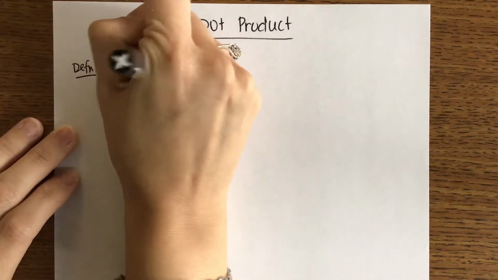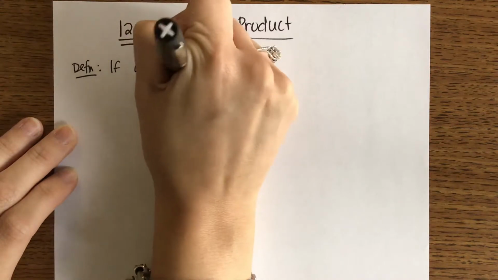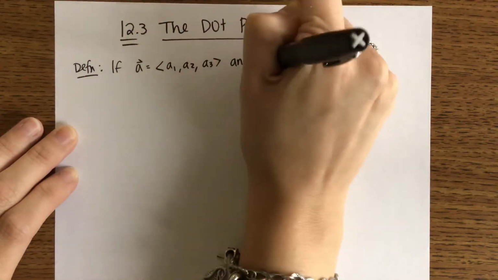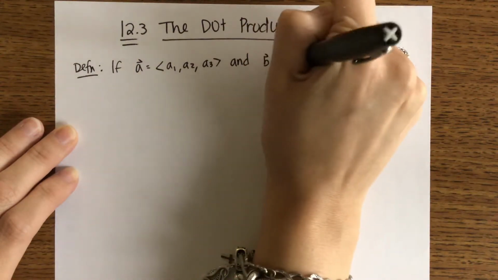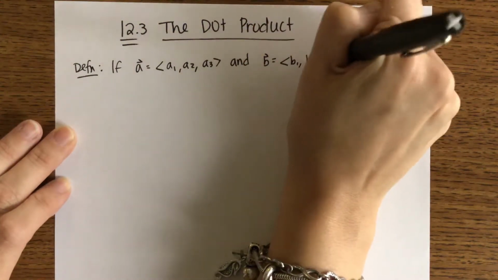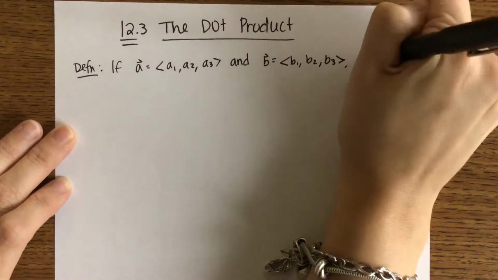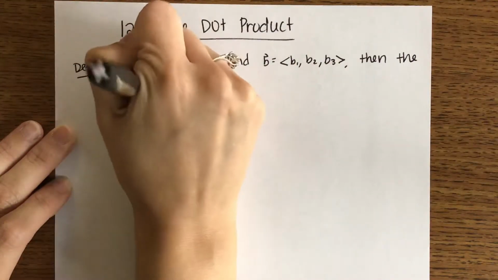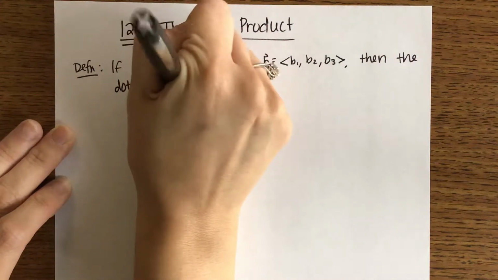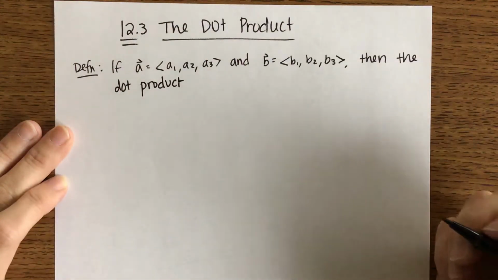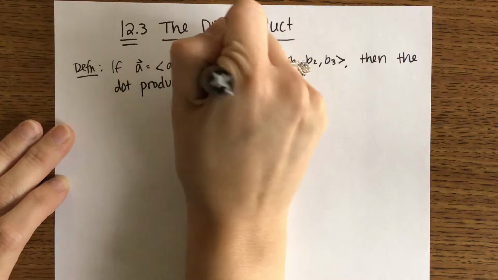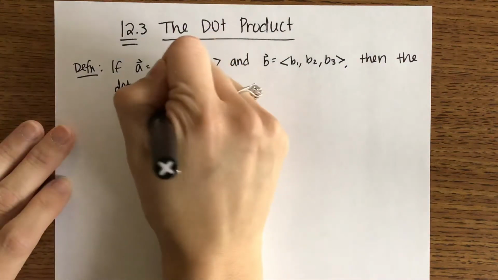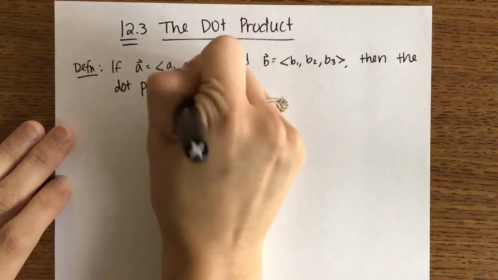Let's consider that we have some vector A in 3 space with components A1, A2, A3. And then we have the vector B, also in 3 space with components B1, B2, B3. Then the dot product notation is going to look exactly like you think it would. It's going to be A dotted with B. So that's the notation.